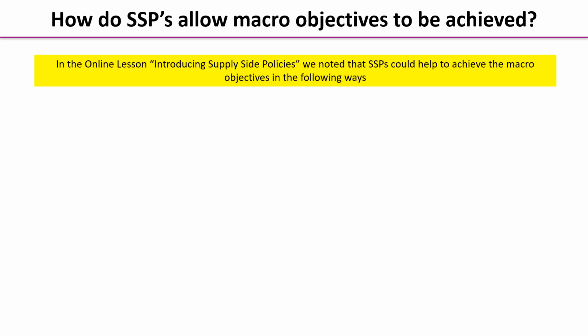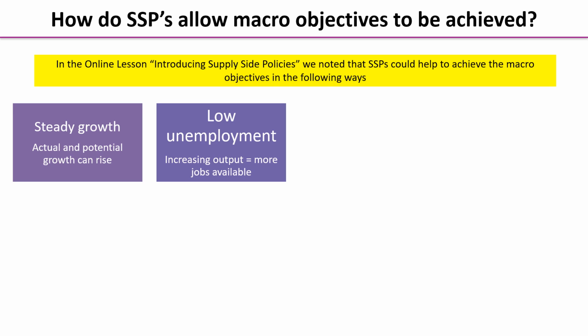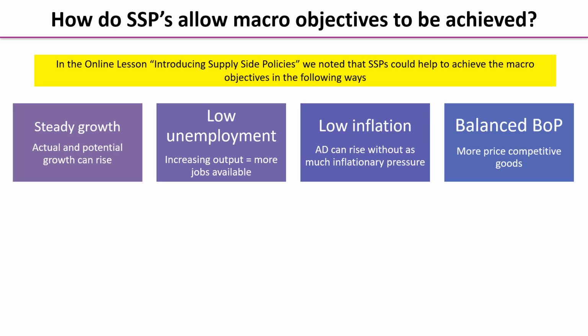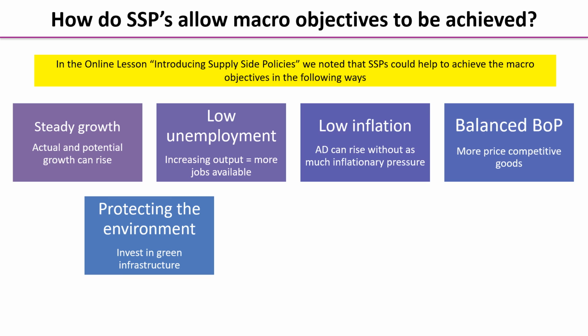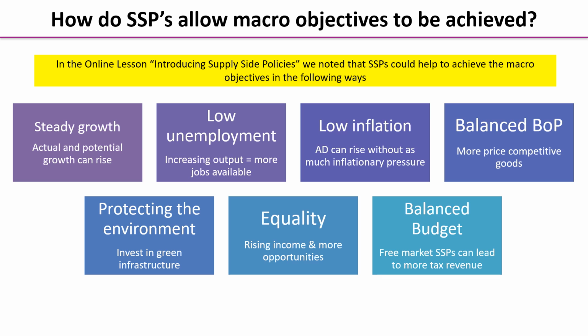Well, again, a reminder from the previous lesson, Introducing Supply-Side Policies, they can achieve all the following macroeconomic objectives: steady growth, low unemployment with more output and more jobs, low inflation because AD doesn't cause inflationary pressure, you've got more price competitive goods because of a balance of payments. You're protecting the environment by investing in green infrastructure, equality is improved, better opportunities, higher income for people, and finally a balanced budget for the government, leading to more tax revenue. All of the things that you want from your dream economy.